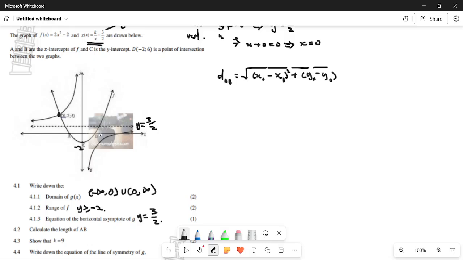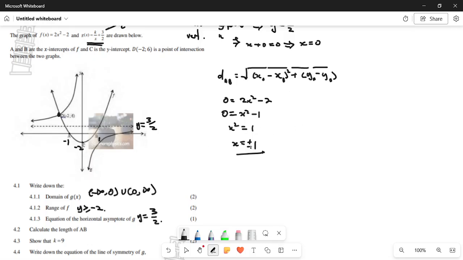So to find the x-intercepts, let us let y equal 0 and solve for x. So we'll say 0 equals 2x squared minus 2. I can divide everything by 2 just to simplify this equation. So we'll have x squared minus 1. And now let us solve for x. So I'll find the square root of both sides. I will have x equals plus or minus 1. So therefore our x at A is negative 1 and our x at B is positive 1.